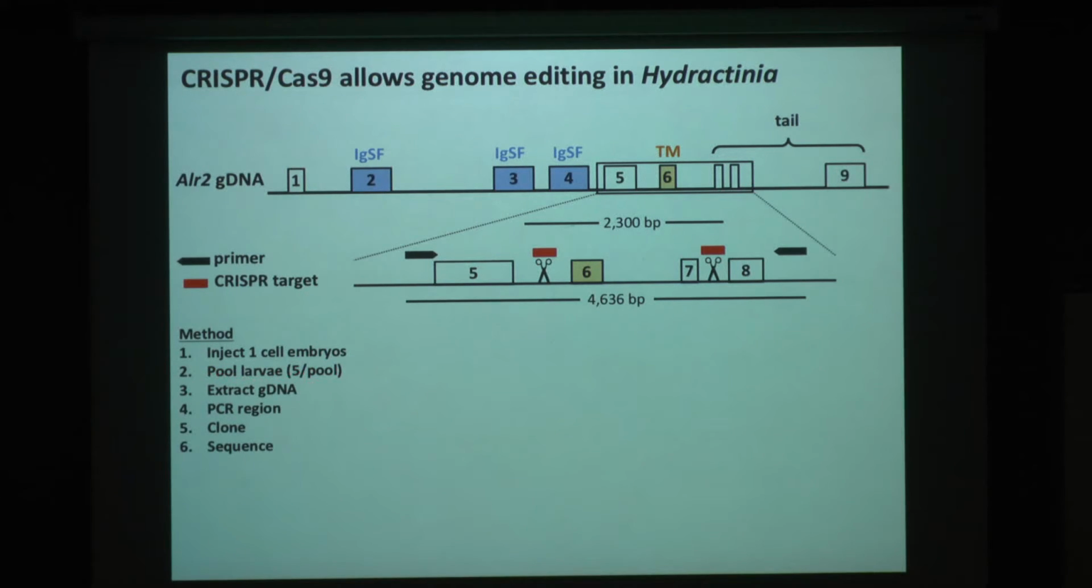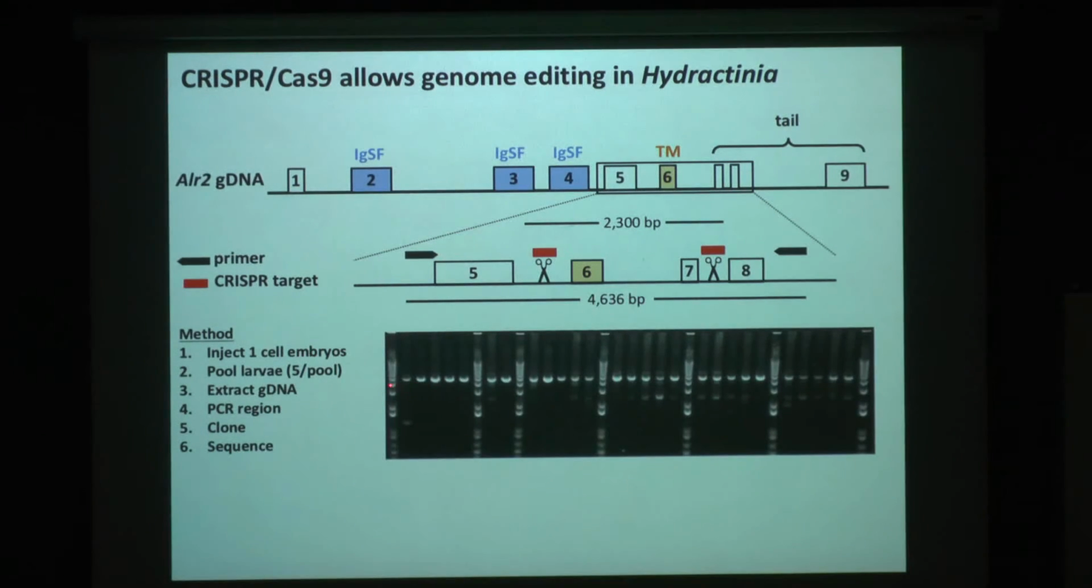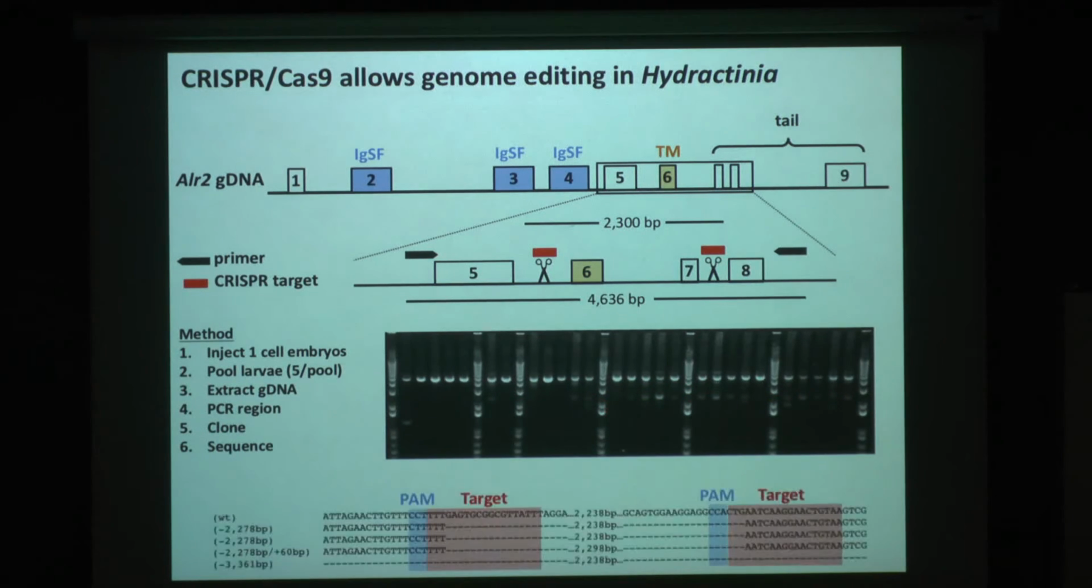We then pooled the larvae just to see whether it's working or not. And then by PCR of the surrounding region, we looked for larvae that had a shorter piece of genomic DNA than you would expect in the wild type. And we saw evidence that this was happening here, here, and here. We cloned a subset of those and found that indeed, here's the wild type genomic locus, and when you sequence this region, you find that exactly where you expect to see the cut site, there's a deletion of about 2.2 kb. So it works in Hydractinia.